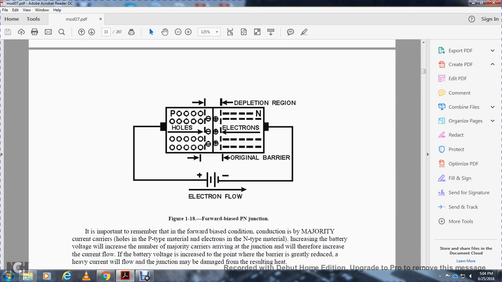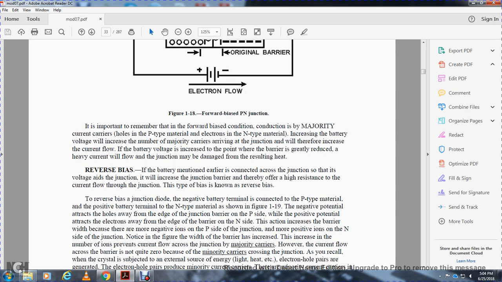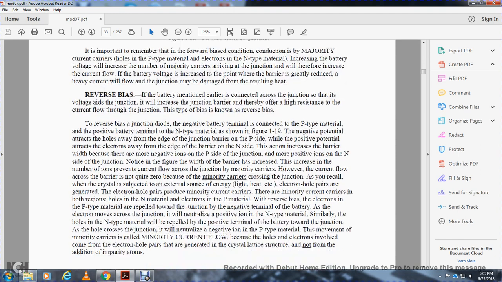Figure 118 shows the forward-biased PN junction: P side, N side, depletion region, original barrier, electron flow. It is important to remember that in the forward bias condition, the majority current carriers are holes in the P-type material and electrons in the N-type material. Increasing the battery voltage increases the number of majority carriers arriving across the junction, thereby increasing current flow. If the battery voltage increases to the point where the barrier is greatly reduced, a heavy current will flow and the junction can be damaged by the resulting heat. Next, reverse bias.